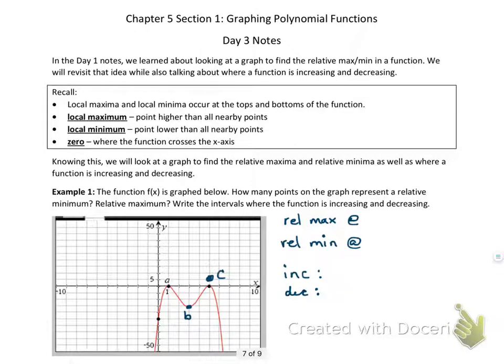Hello, welcome to Chapter 5, Section 1, Graphing Polynomial Functions, Day 3 notes. So this is going to be the last day that we're talking about graphing polynomial functions in this particular context.